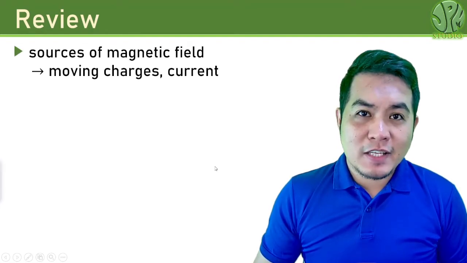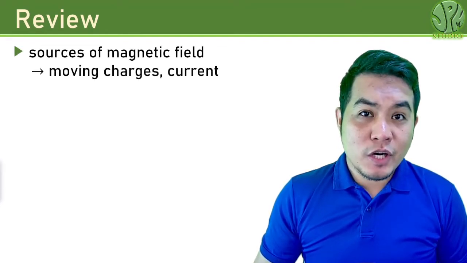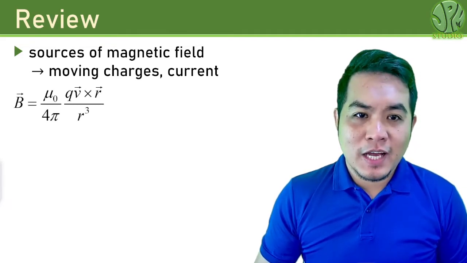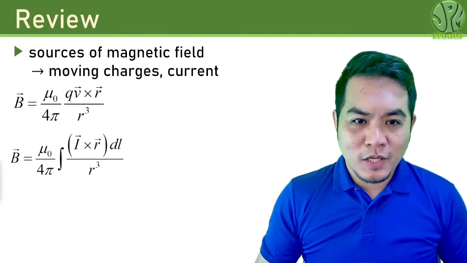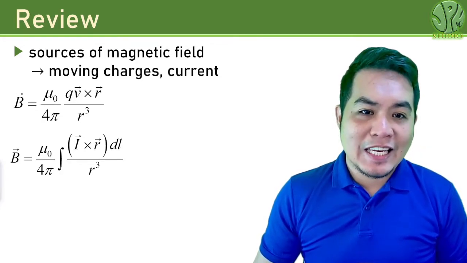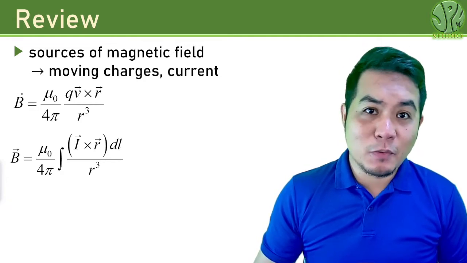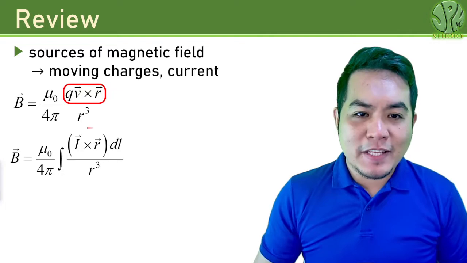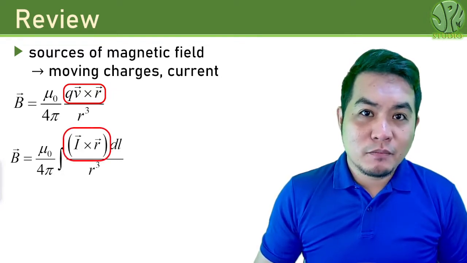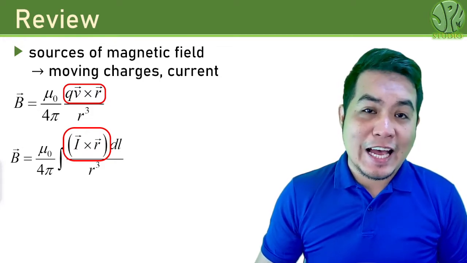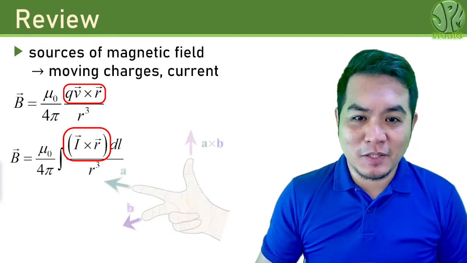In the previous lesson, we defined that moving charges and current are the sources of magnetic field. And we have these equations to solve for the field of a moving charge and a current carrying conductor, the second equation being the law of Biot-Savart. It all depends on the cross product between qv cross r for a moving charge and I dl cross r for current carrying conductors.